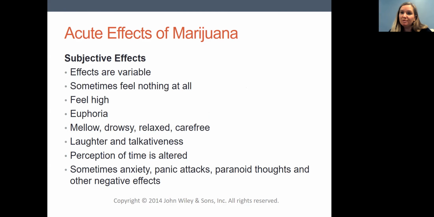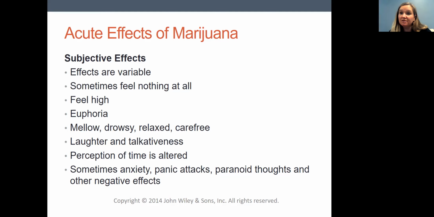Subjectively, what do people report? The effects are quite variable. It depends on the person, their experience with marijuana. It depends also on the situation, the environment. So sometimes people will report not much at all. Sometimes people will report feeling high or euphoric, mellow, drowsy, relaxed, carefree. They may feel sort of talkative, loquacious, maybe there is laughter, they're in a good mood, easygoing.